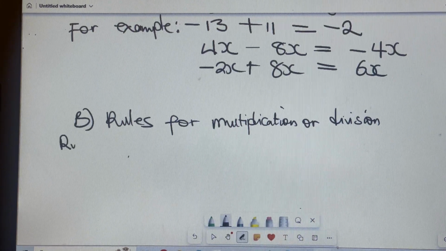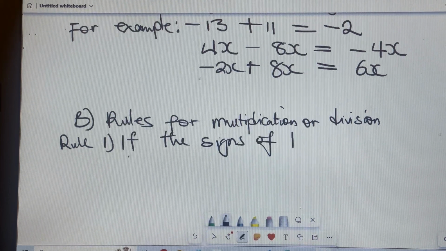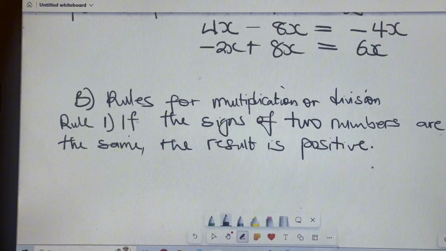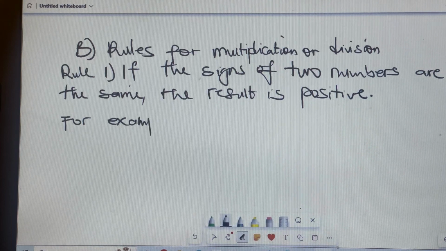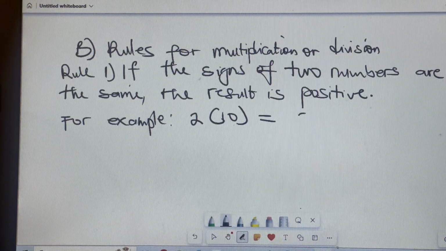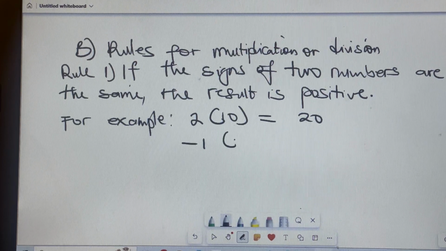Rule number 1. If the signs of two numbers are the same, the result is positive. Example, 2 multiplied by 10. Because both of them are positive, the answer is going to be positive. So positive 20. Another example, negative 1 multiplied by negative 9. Because both of them have the same sign, it's going to be positive as well. So 1 times 9 is 9.